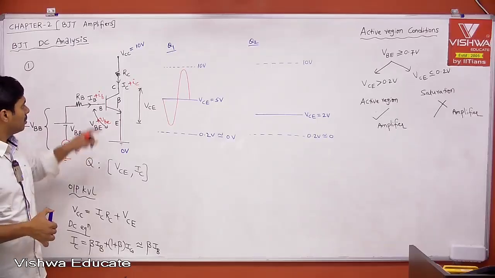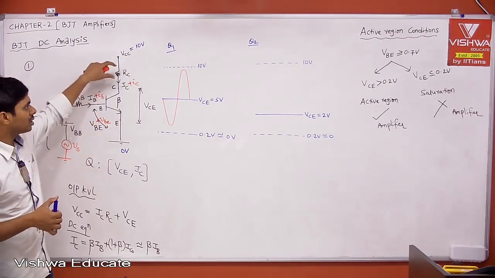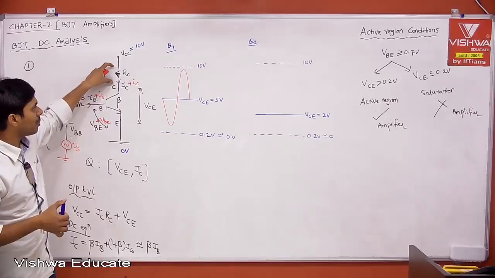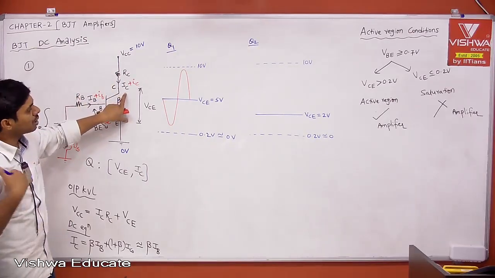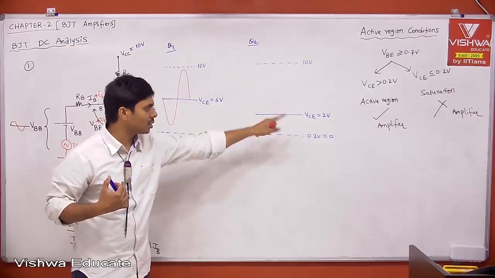Yes, I can choose because capital IC is known to me. Then I can choose different RC such that I get different drop across RC. Then I can get VCE whatever I want. Therefore, that is my DC voltage which I am getting here, that is 2 volt.